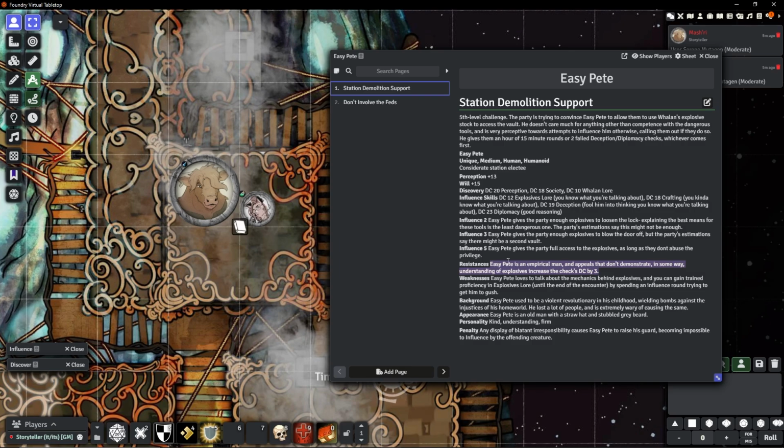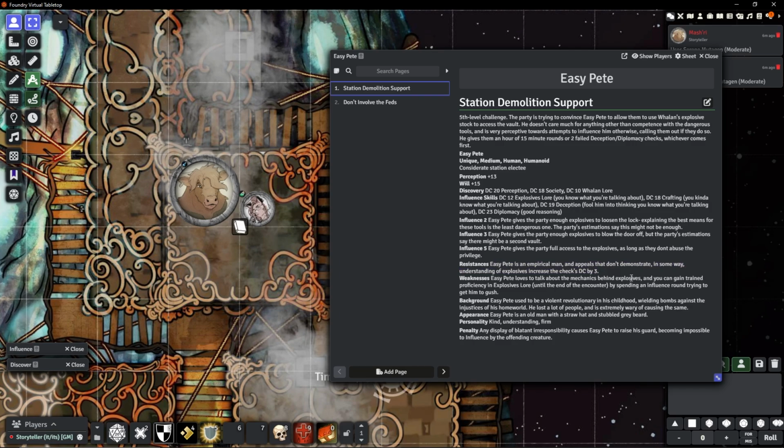You can still find out resistances and weaknesses and things like this for influence games where people are not per se role-playing every single action they're taking, but it's going to be much harder, and I hope that that is well shown off with these examples here. Anyways, moving on. The weakness for Easy Pete is that he loves to talk about the mechanics behind explosives.